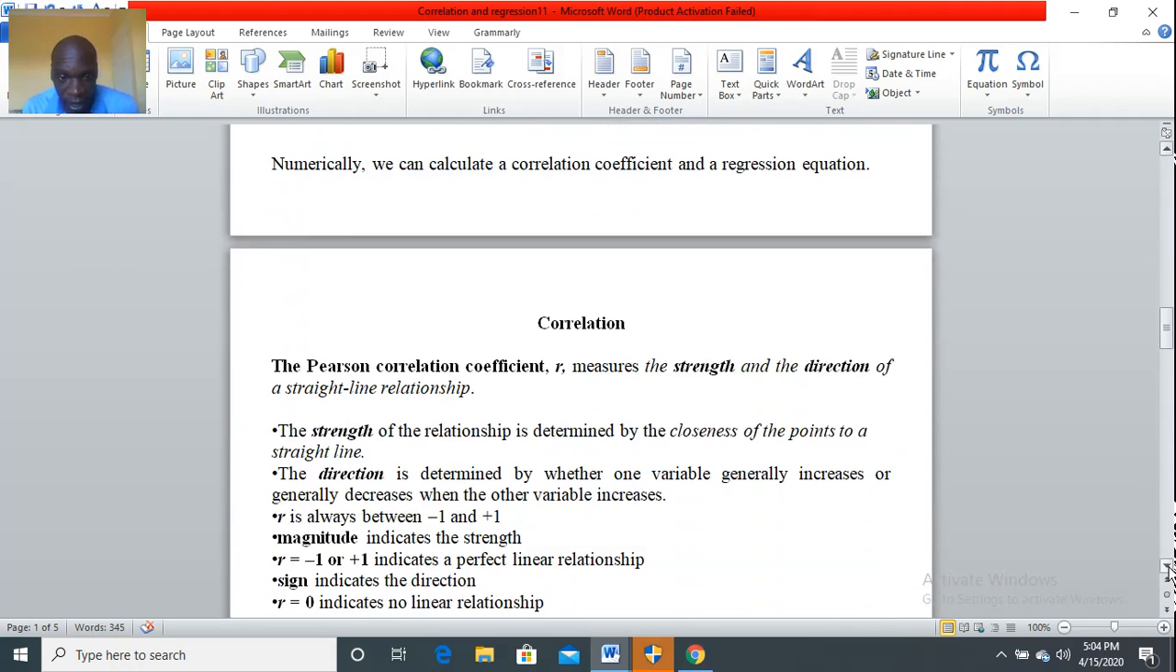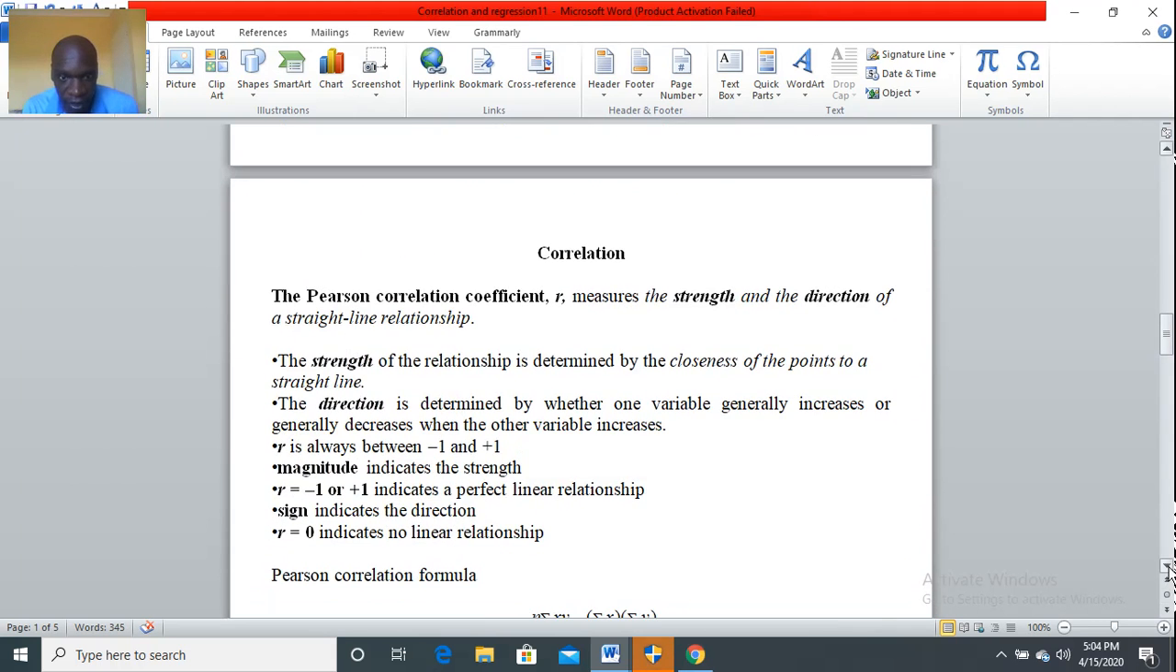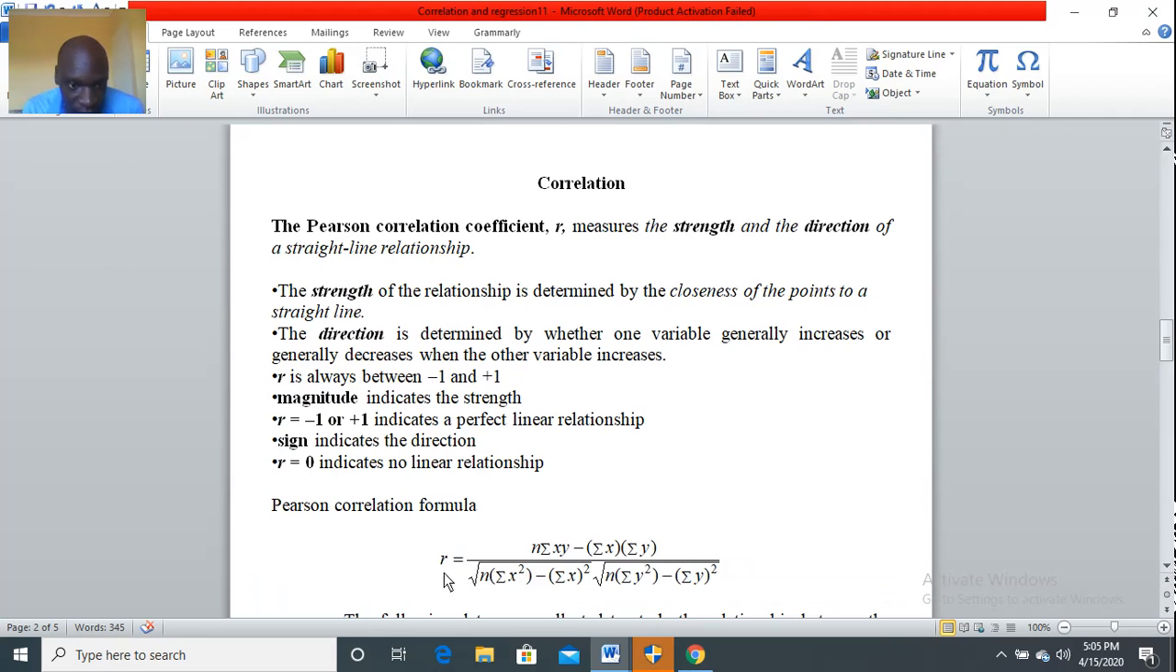So they can help us. Or alternatively, we can calculate what we call the Pearson correlation coefficient, which is represented by a small r. It shows again the relationship between two variables. The r that we calculate always falls between -1 and 1, or 0. When it's 0, it means there's no relationship. When it's positive 1, it means perfect positive. Negative 1 means perfect negative.